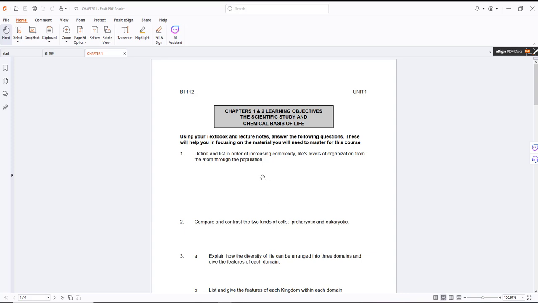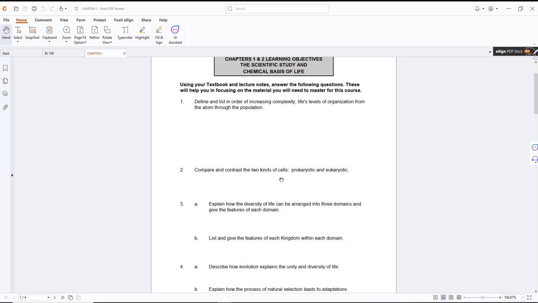All right, so let's take a look at our learning objectives. Again, it says chapters 1 and 2. That's for if you have the Campbell book. If you are using the OpenStax book, it's just chapter 1, okay? But you can see both the titles there.